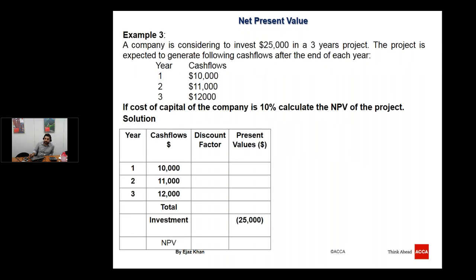Let's look at a different type of question. Again, we need to find out the net present value, but it's a bit different from what we've studied in the previous example. And may I know what's the difference between the question that we solved earlier and the question on the screen right now? May I know what's the basic difference between the previous question and this question?